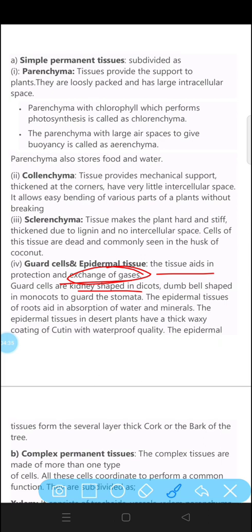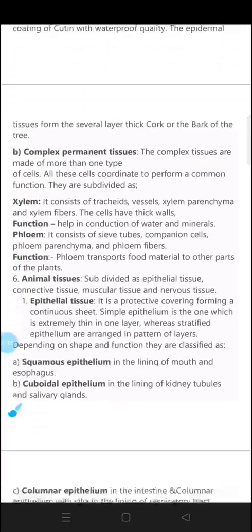The epidermal tissue of root aids in absorption of water and minerals. The function of epidermal tissue is absorption of water and minerals, and the function of guard cells is the exchange of gases. It has a coating of cutin which is waterproof. We can say that in the leaves there is a coating of cutin that provides waterproof quality.